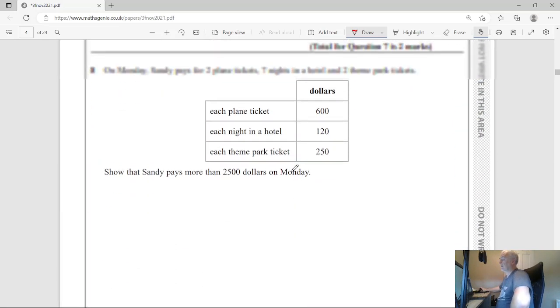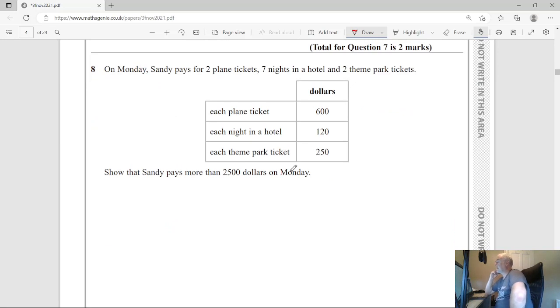Question 8. On Monday, Sandy pays for 2 plane tickets, 7 nights in a hotel, and 2 theme park tickets. Okay, show that Sandy pays more than $2,500 on Monday. So, 2 plane tickets. Well, each plane ticket is $600, times that by 2 is going to give me $1,200. 7 nights in a hotel. Each night in a hotel is $120, so we're going to times that by 7. So that's going to give me $840.